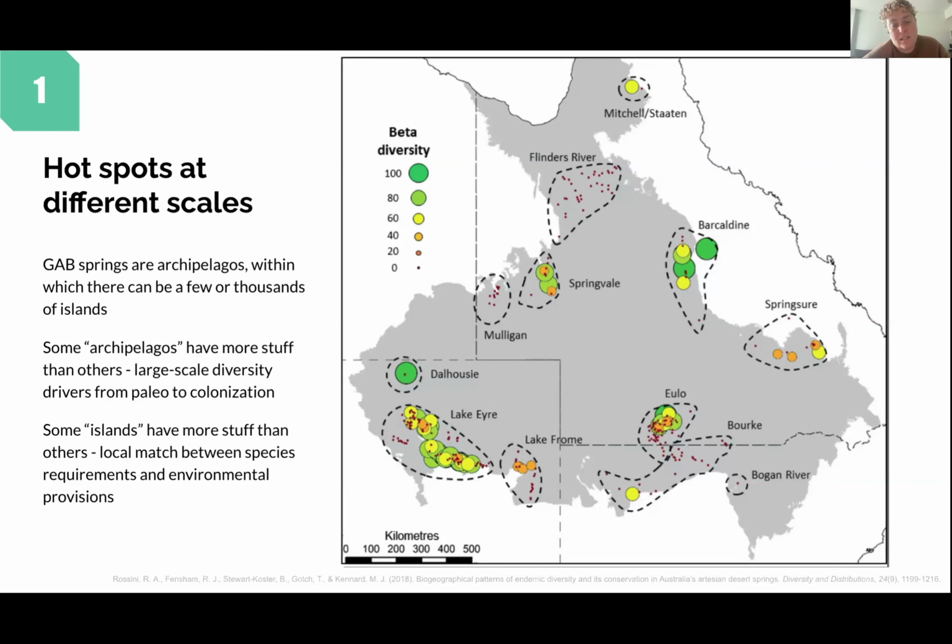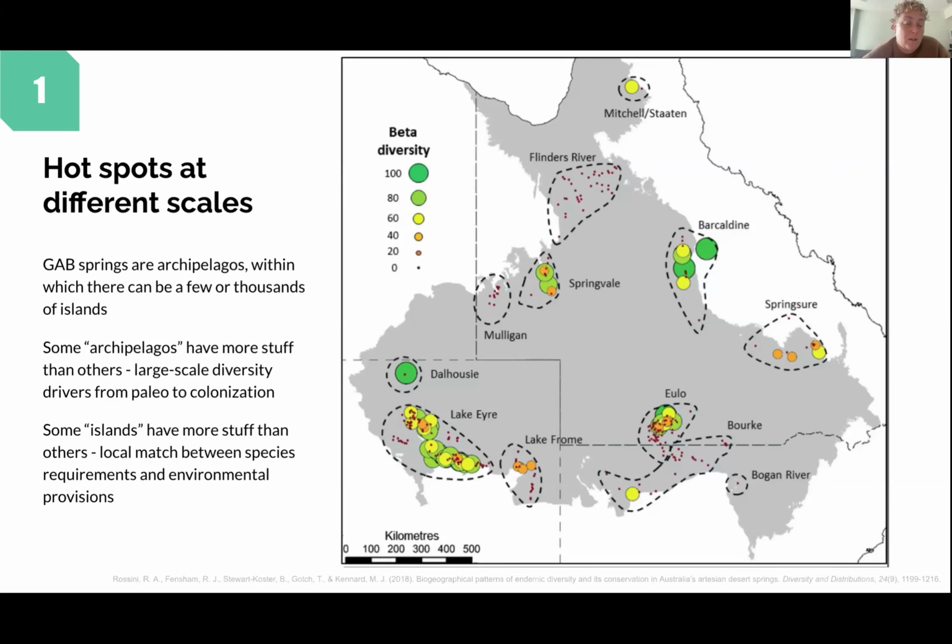So that's a picture of the Great Artesian Basin with all of the spring complexes, what we call them, that emerge from the basin across its whole extent. So they exist as these archipelagos across the whole basin. Within each archipelago, there's then multiple islands, multiple springs, and some have many springs, thousands. Some might only have one or two.